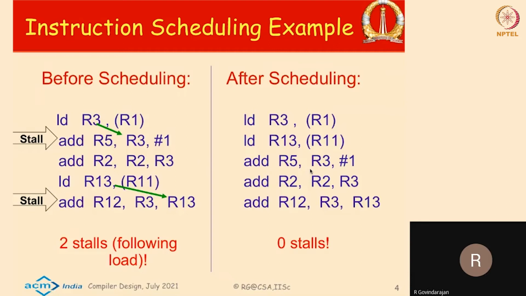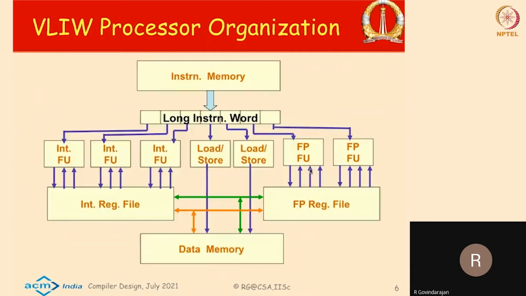And as I mentioned earlier, instruction scheduling helps to reduce pipeline stalls. Instruction scheduling helps to expose instruction level parallelism because independent instructions can be marked. And instruction scheduling reorders instructions and puts independent instructions together so that instruction level parallelism can be exploited. Right, so these are the benefits of instruction scheduling.